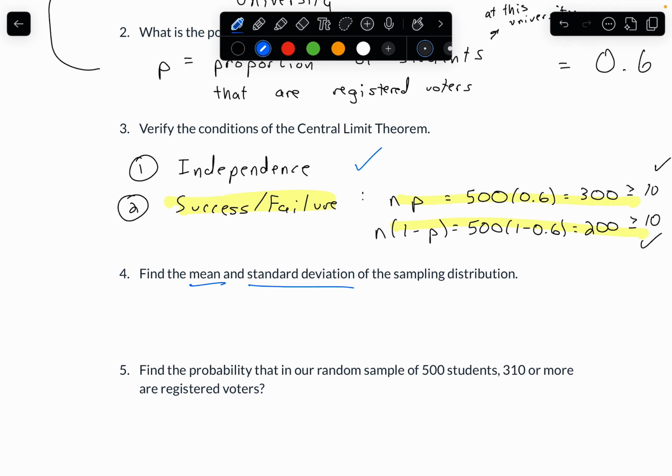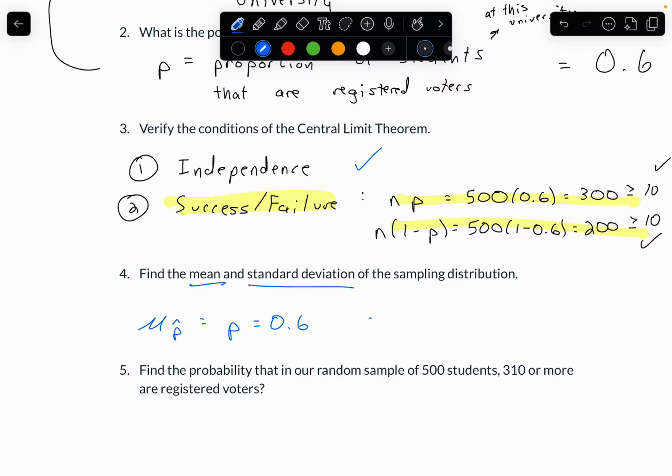So the mean of this sampling distribution, I like to use mu sub p hat. So this is going to talk about the mean of the various p hats that we could have. That is always equal to the population proportion, p, which in this case we do have. That was given to us. We said that was 0.6 earlier in the problem. So the mean is just the same as the population proportion if we have it.